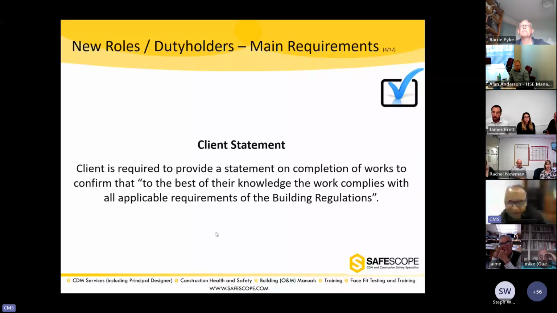And when they receive all these statements in front of them from all designers, the principal designer and the principal contractor, only then can they sign that statement to say, to the best of my knowledge, based on all these statements I have in front of me, yes, to the best of my knowledge, the building work complies with all applicable requirements. And it's only then, if it's possible. Otherwise, we'll be leaving the client hanging in court, really, to be honest, because on what basis are they signing this statement? And that's the difficulty that has come out really as a result of these regulations.